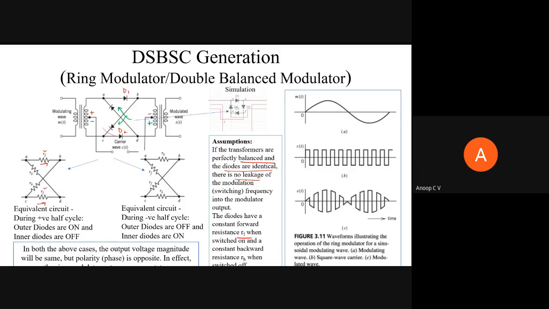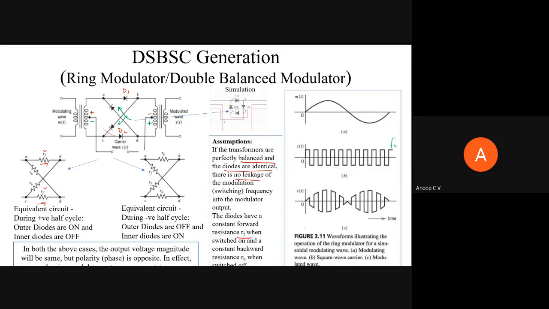We'll have a quick recap. If this is a message signal, we will be assuming the carrier to be a square wave of frequency FC. As we discussed in the switching modulator, the switching on and off of the diodes depends solely on the amplitude of C of T. If C of T is positive, D1 and D2 will be on and D3 and D4 will be off, and if C of T is negative, D1 and D2 will be off and D3 and D4 will be on.